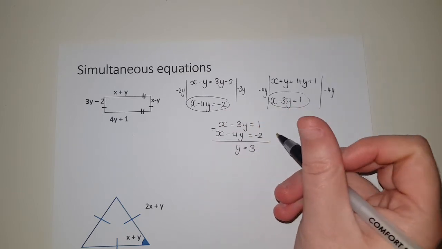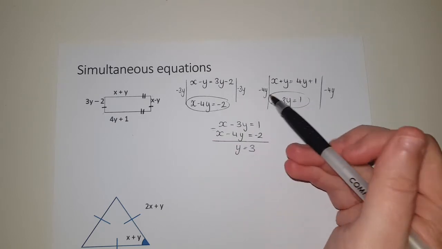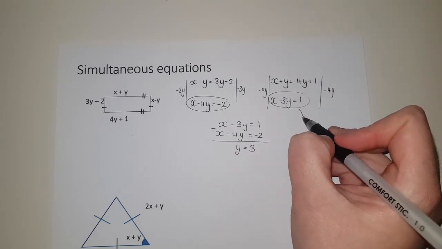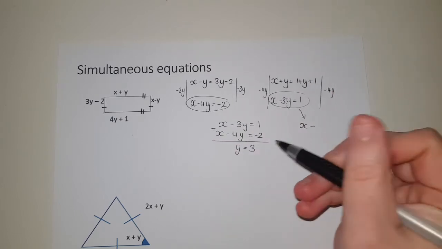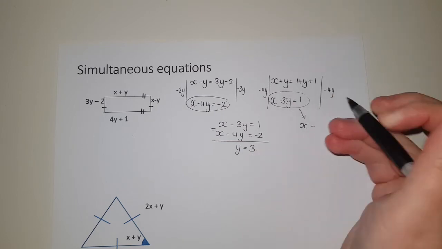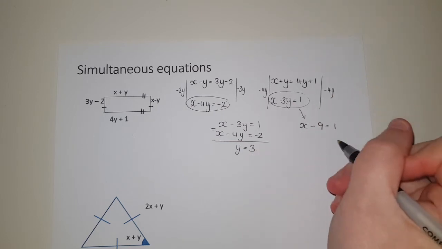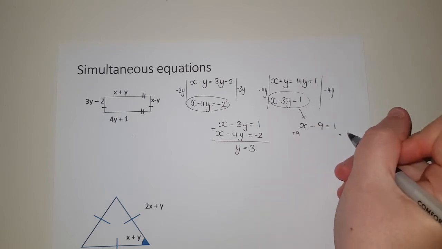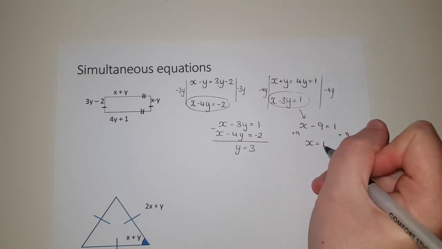Once I've got my y value, I can substitute that back into any one of my equations. I'm just going to use this one. So I get x minus, and since y is 3, 3y would be 9, equals 1. So if I add 9 to both sides, I get x equals 10.